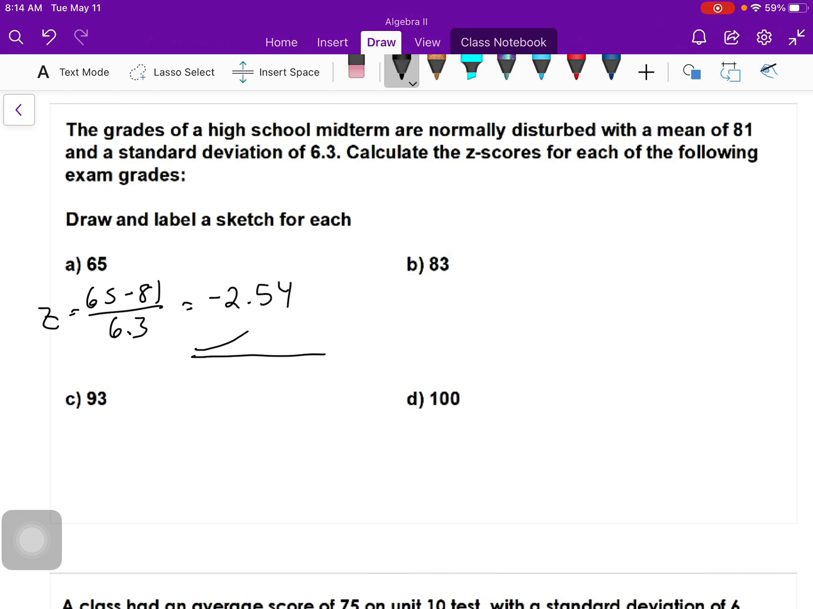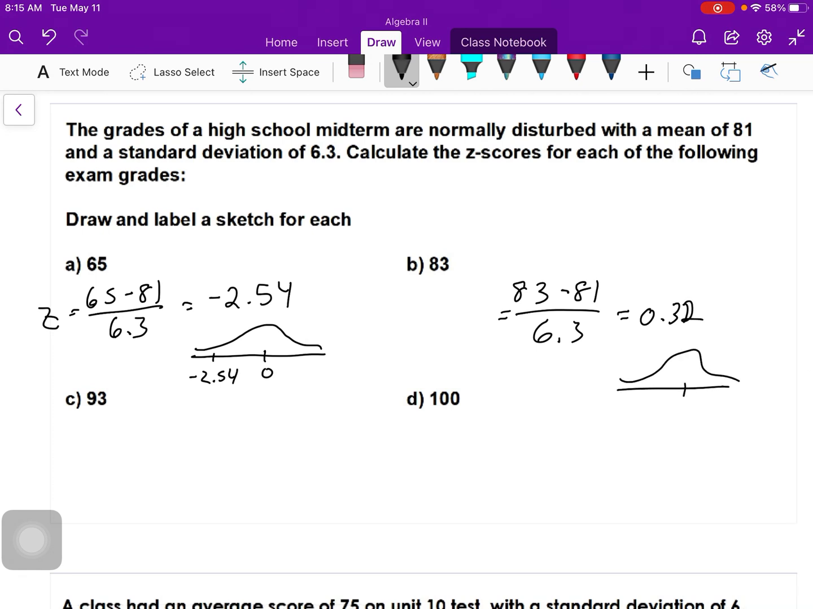So if I make a sketch of that, my mean is going to be 0 in the middle. Negative 2.54 is down here. Okay. 83 minus 81 over 6.3. So 2 divided by 6.3. 0.32, round to the nearest hundredth. I'll explain here in a little bit. So there's 0, so it's just going to be roughly a little bit bigger than that. Okay, 93 minus 81 over standard deviation of 6.3.